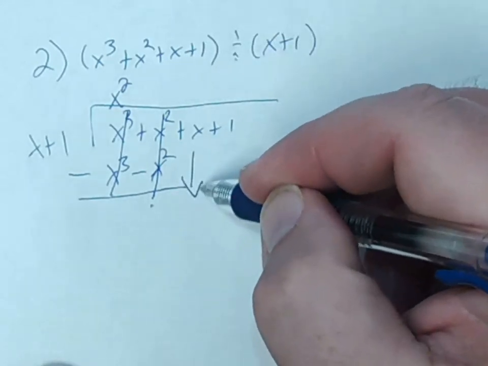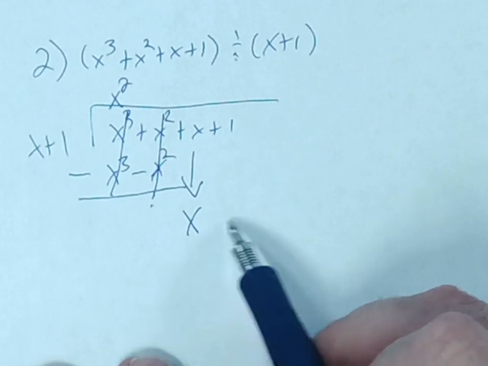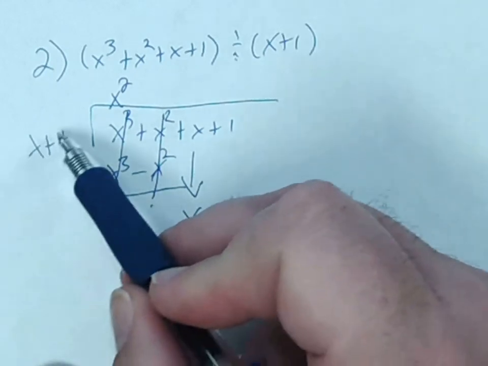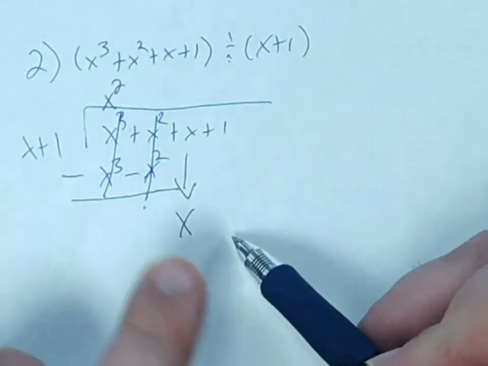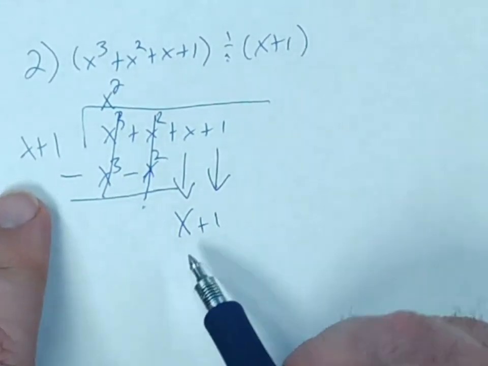Interesting. So if we bring down the x, that's all well and good, but it's not 2 terms, and I need a 2-termed polynomial to divide this 2-termed polynomial into. However many terms there are here, there's got to be here. So I'm going to bring down the 1. So we got x plus 1.